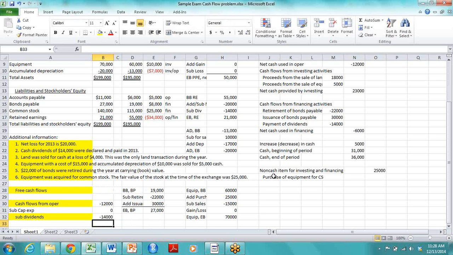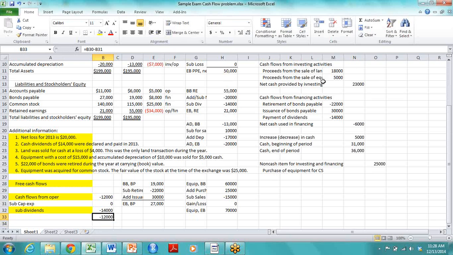So here our free cash flow is going to be 12,000 less the capital expenditures less the dividends. Don't put the negative here. Take that negative out there. So you're just going to subtract the total of dividends. So your free cash flow is going to be a negative $26,000 here.